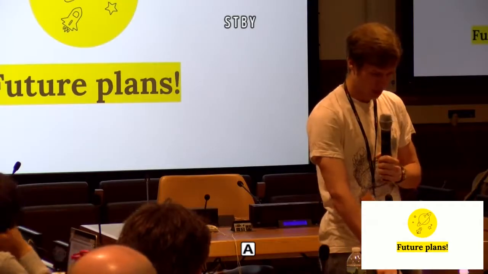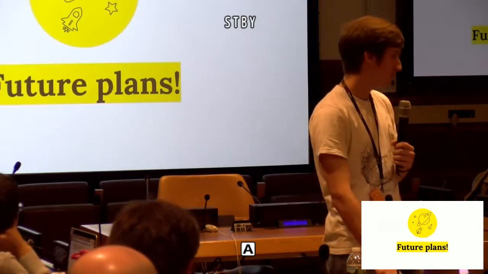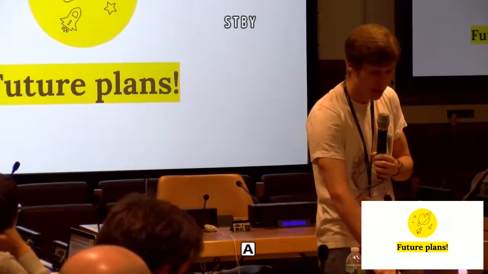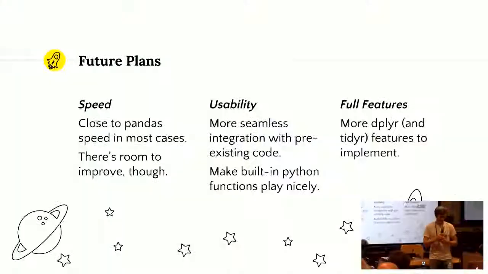All right, the future. So we have Dplython working right now. It's up on GitHub. And there are things we want to do still. It's very close to pandas speed in a lot of cases. I should also mention that this is using pandas in the back end, so it's going to be very compatible with pandas code. The data frame we're using is just a subclass of the pandas data frame. We're not trying to replace pandas or anything like that. We're just trying to build this additional API on top of it. I didn't mention that earlier, but I'm mentioning it now.